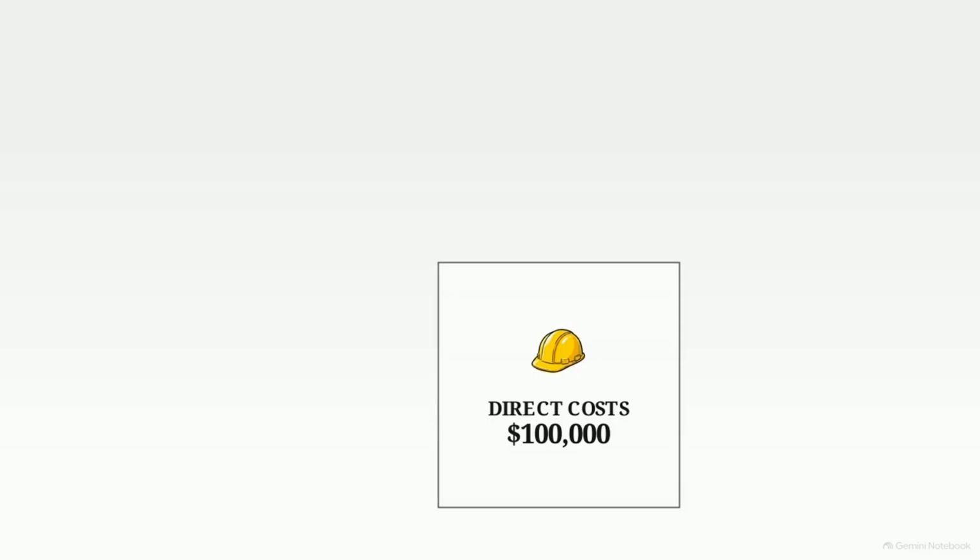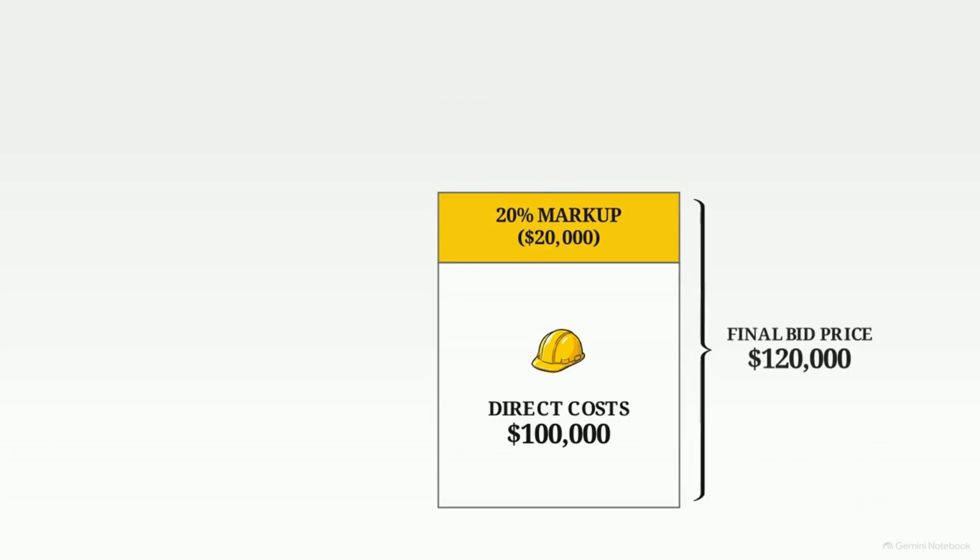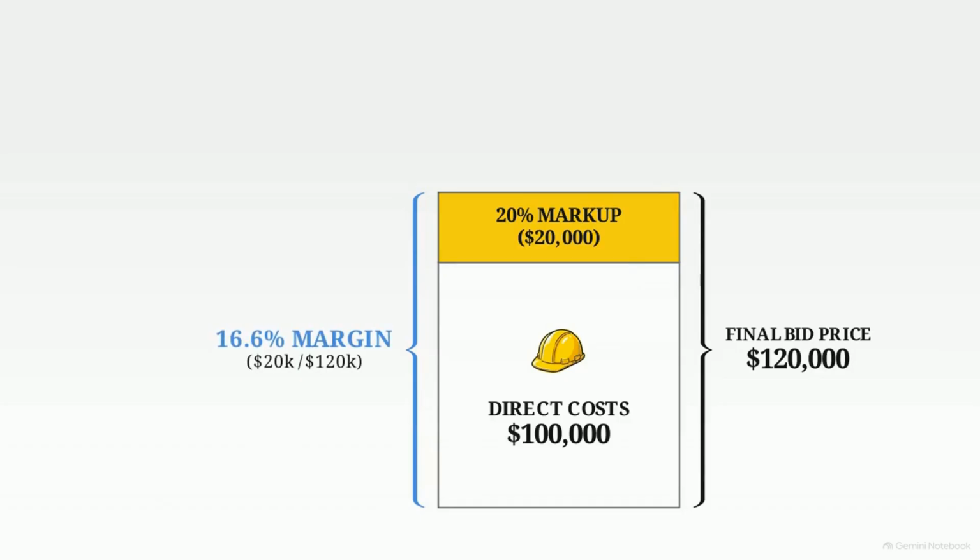This chart shows how the trap springs on a hypothetical project with exactly $100,000 in direct costs. The estimator applies a 20% markup, pushing the total bid price to $120,000. The owner then calculates the margin on that final $120,000 sale. $20,000 divided by $120,000 yields a margin of only 16.6%.